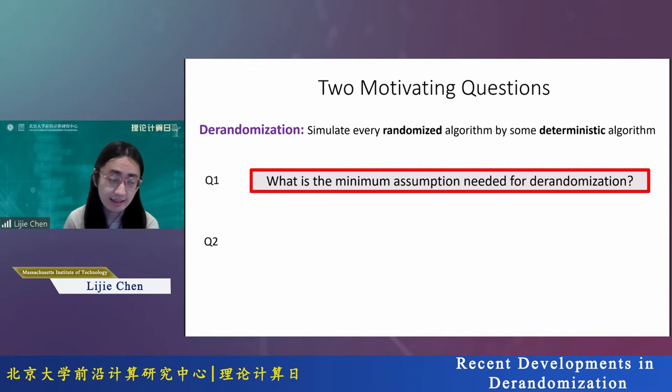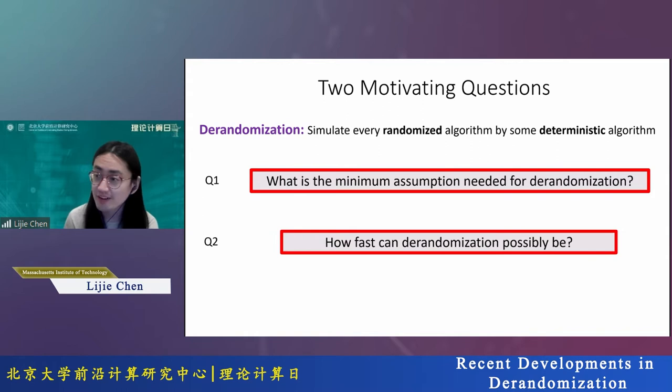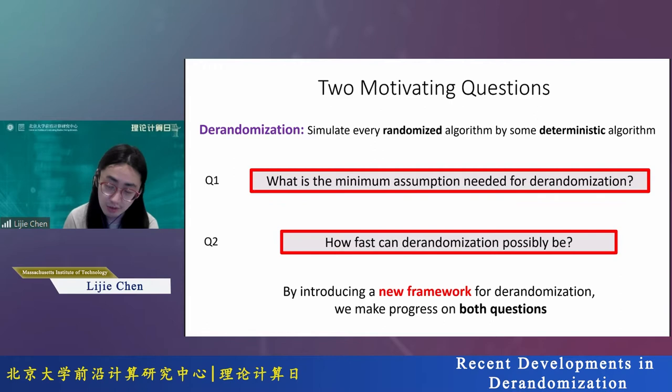And the second question we are asking today is, how fast can derandomization possibly be? This is, of course, an even more natural question, because we want the derandomization to be as fast as possible. But is there any limit to this fast derandomization? Can we prove any matching lower bound, upper bound to show what exactly is the frontier? So in this talk, by introducing a new framework for derandomization, which goes beyond traditional pseudorandom generators, we make progress on both questions. And I will also talk about some follow-up work, which makes further progress, and I found it super interesting.